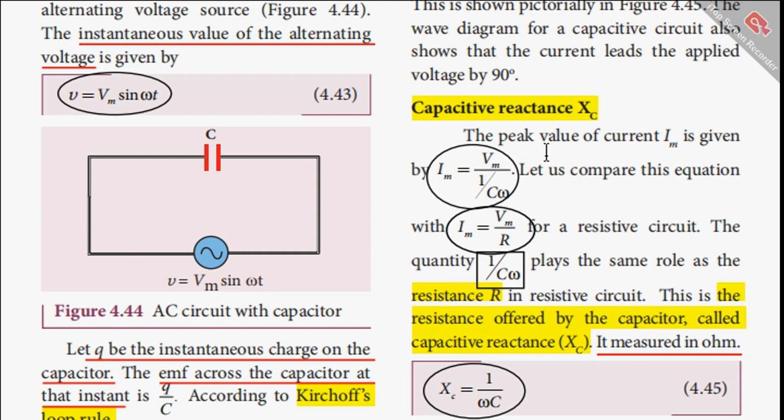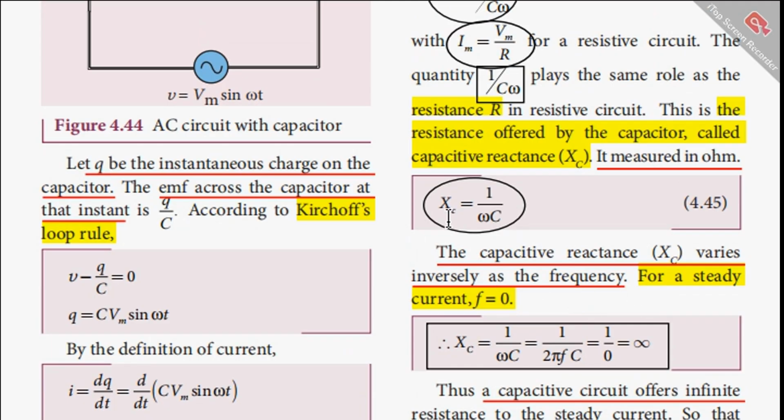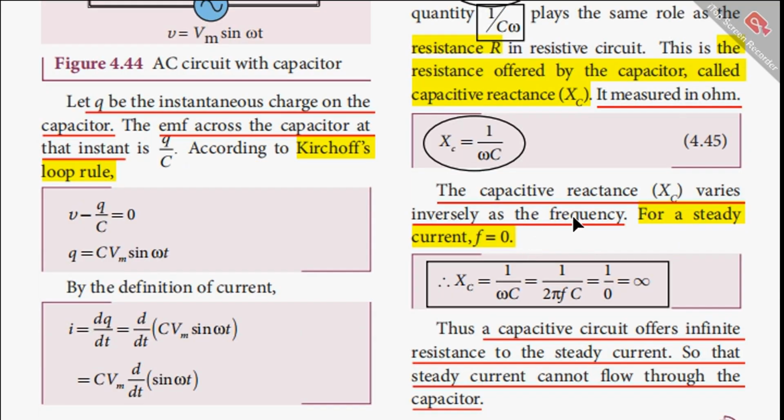Now let us see what capacitive reactance is, which is given by Xc. The peak value of current Im is given by Im equal to Vm by 1 by omega C. Let us compare this equation with Im equal to Vm by R for a resistor circuit. Therefore, the quantity 1 by omega C plays the same role as the resistance R in the resistor circuit. This is the resistance offered by the capacitor, and that is called capacitive reactance Xc. It is also measured in ohm. The expression for that is Xc equal to 1 by omega C, and the capacitive reactance Xc varies inversely as the frequency.